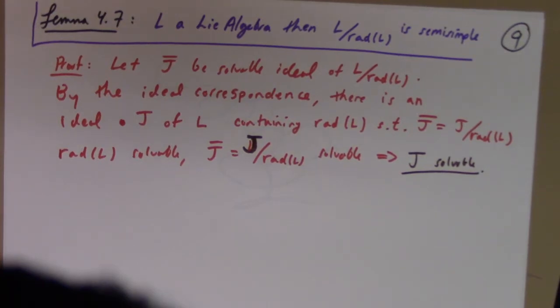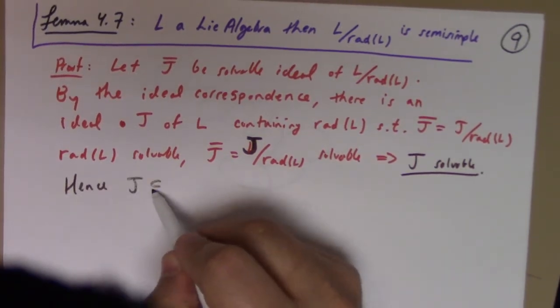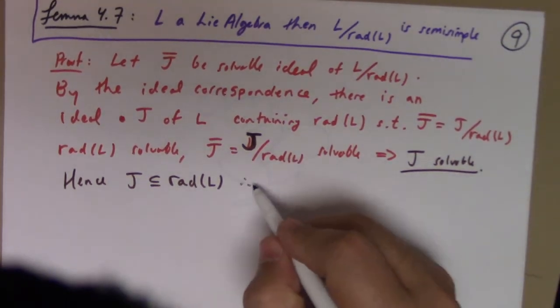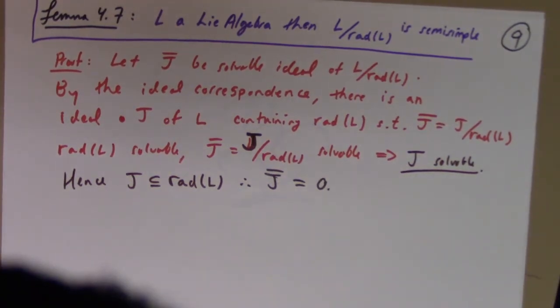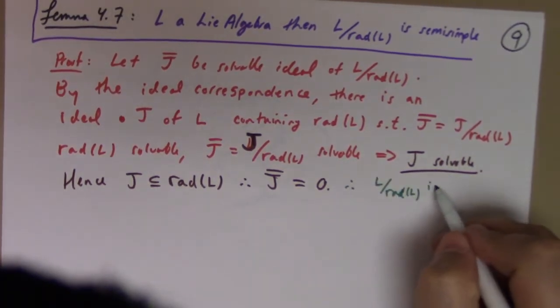But J is contained in the radical of L. Hence J is a subset of the radical of L. Thus J bar equals 0, because J bar was J mod the radical. If J is a subset of radical L, then it's 0 in the quotient. We've shown that an arbitrary ideal has to be 0, which then it follows, therefore, that L mod radical L is semi-simple.